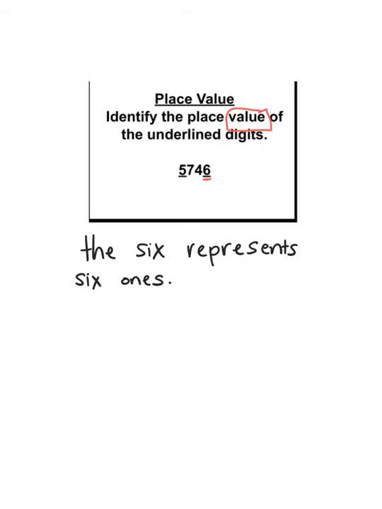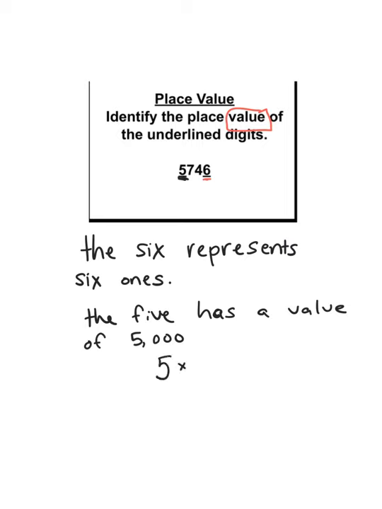So if you tell me that it's in the ones place, you're kind of giving me the impression that you think this 6 represents 1, which is not true. And then my 5, that has a value of 5 groups of 1,000. You could write it that way. Or 5,000. You could also write it using exponents. You could write 5 times 10 to the 3rd power. That would be another fancy way to write it.